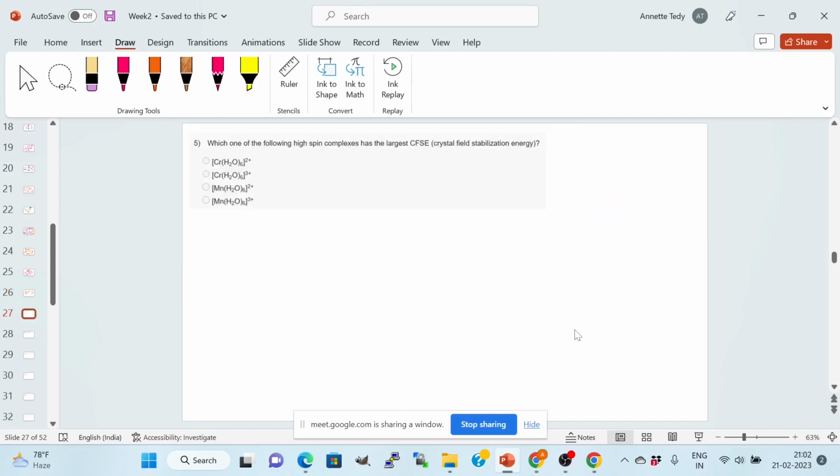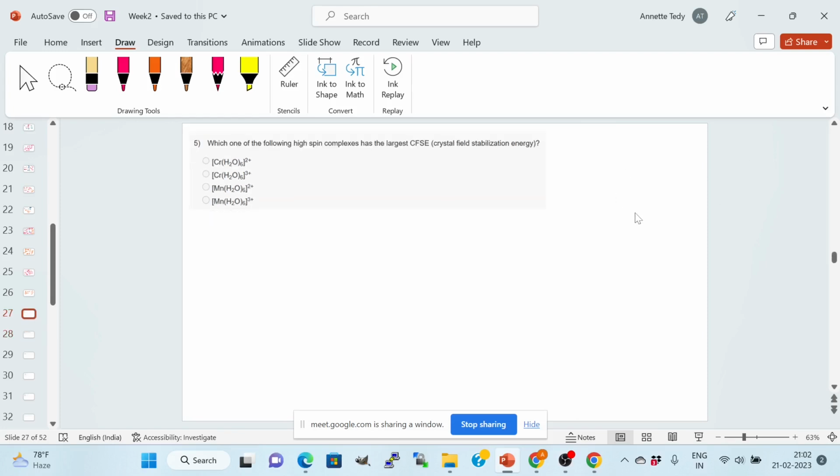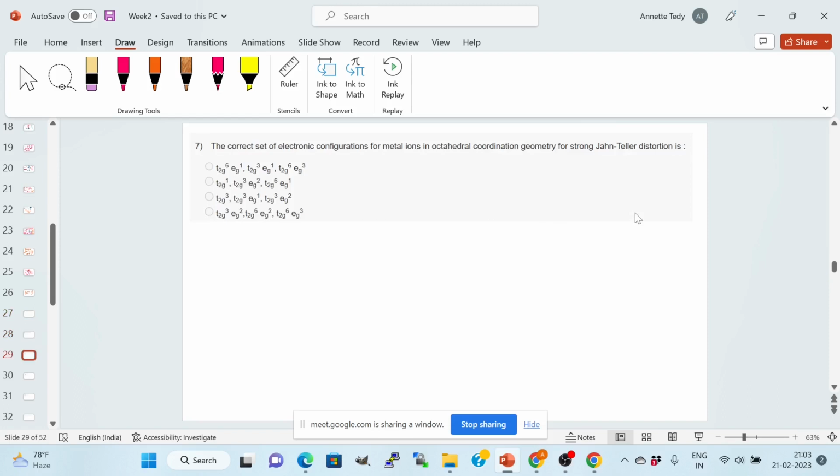Okay. This is also about crystal field splitting energy. I think by now everyone is okay with how to find the crystal field splitting energy, right? So this is the same, and I think we'll solve a separate one.